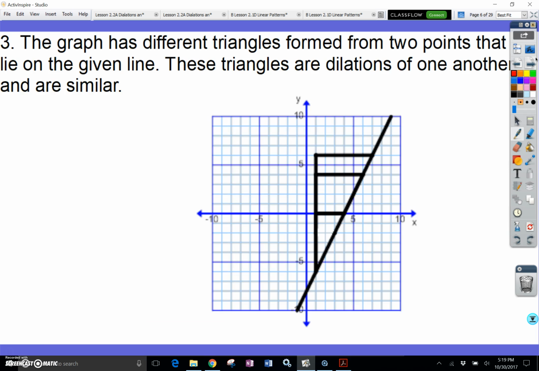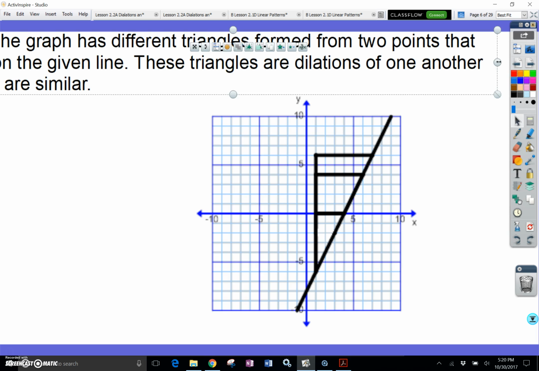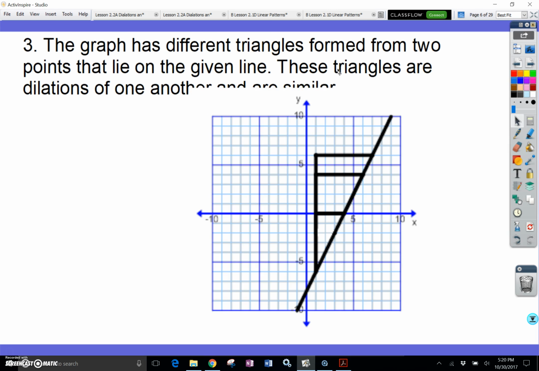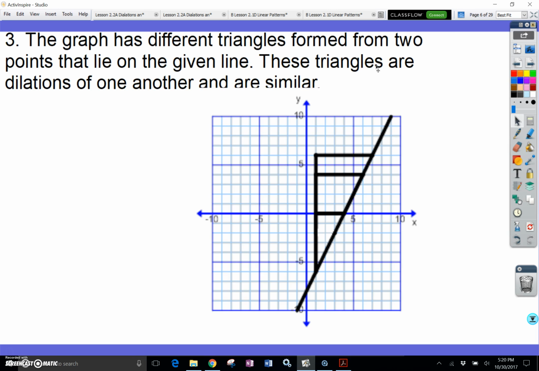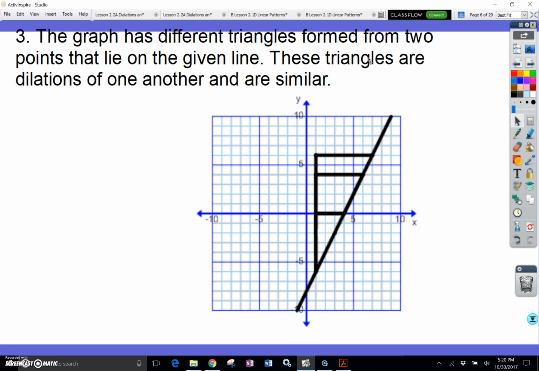Okay. And remember, since it's a video, if I'm going too fast, feel free to pause it and rewind and rewatch anything, okay? Alright, so it says the graph has a different triangle formed from 2 points that lie on a given line. These triangles are dilations of one another and are similar.